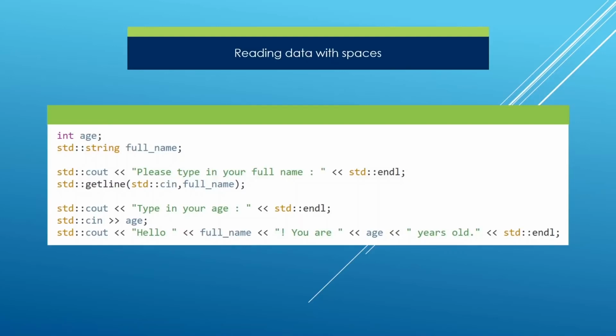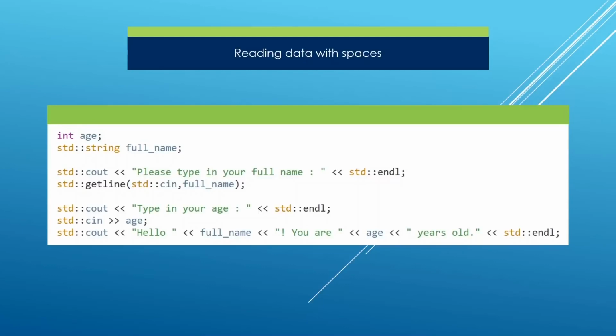C++ allows us to solve this problem using std::getline, and you use it using this syntax. You're going to pass in the stream where the data is going to come from, and you're going to pass in the variable that is going to store the data. And you're going to have this information stored correctly in your program. This might not be making sense yet to you.